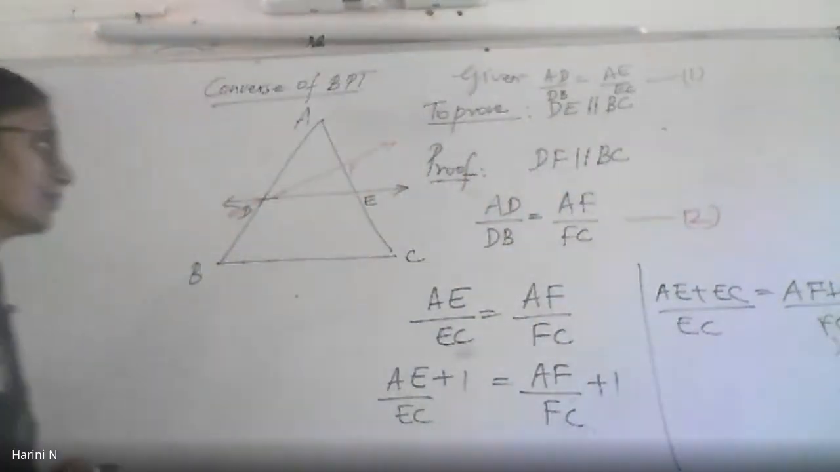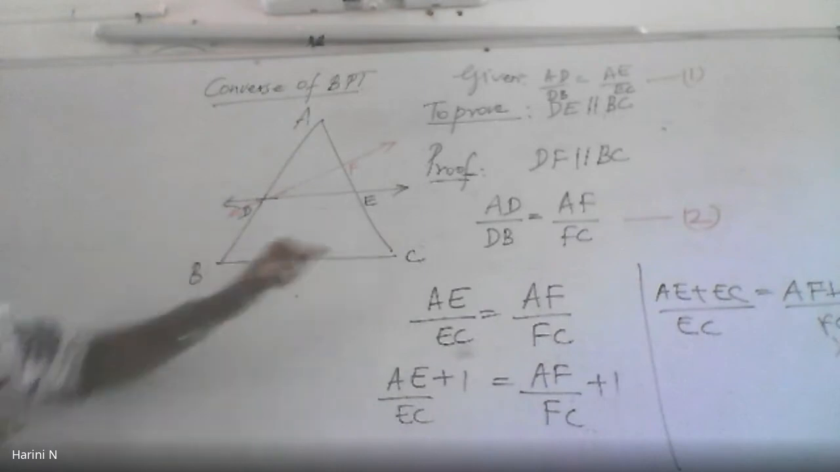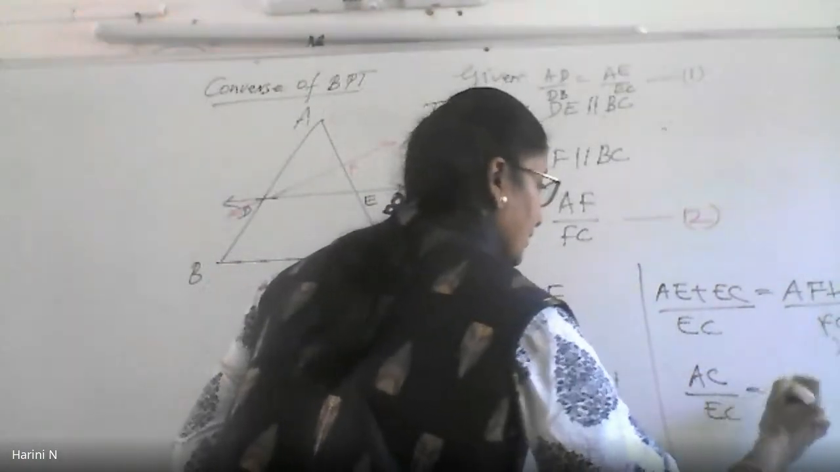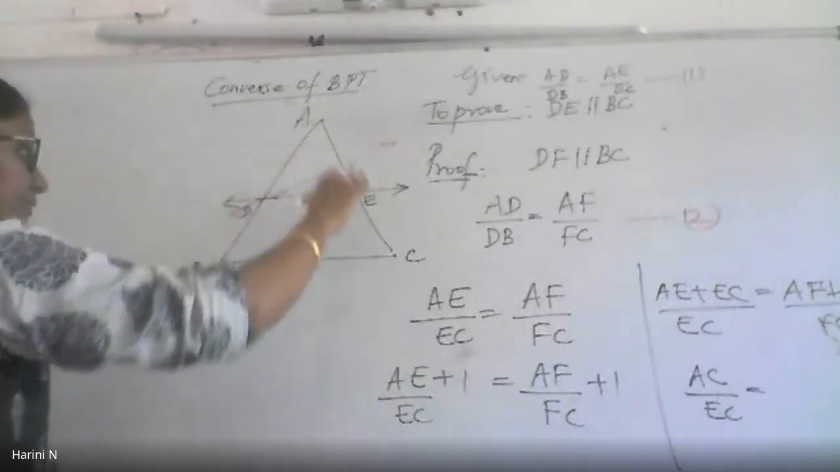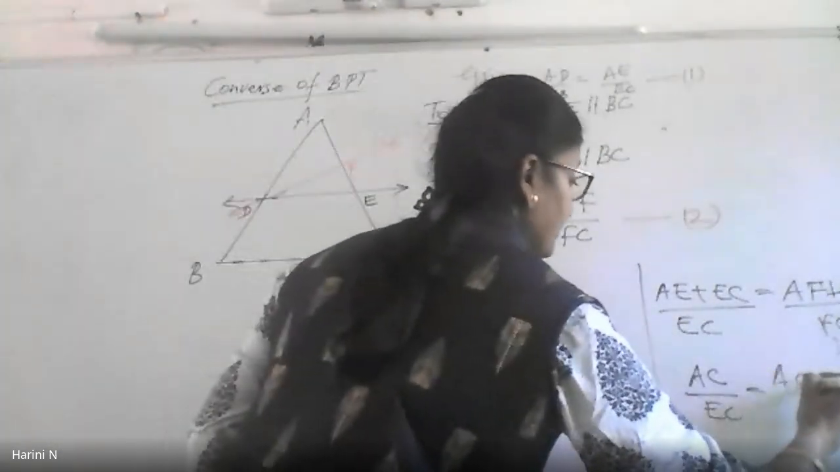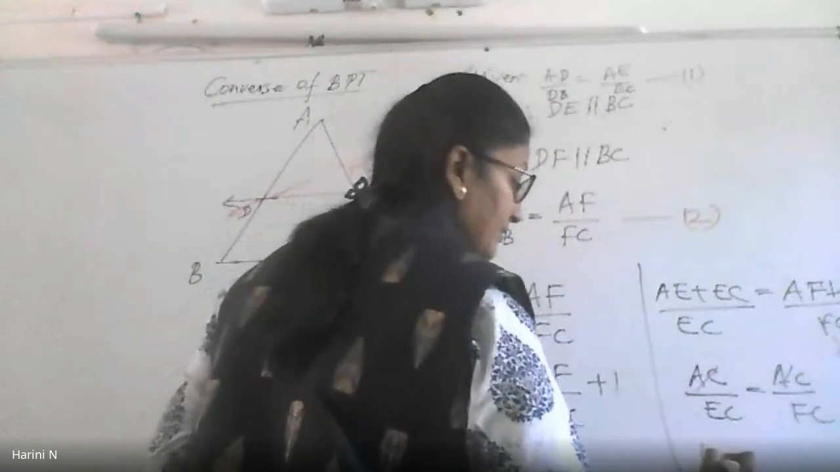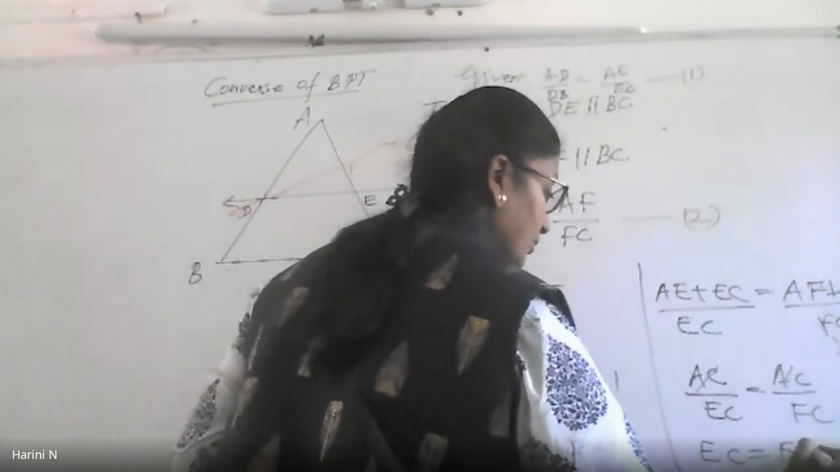So look at the diagram. What is AE plus EC? It has become AC. On the right hand side you have AF plus FC. Again, that is also equal to AC. So what does it mean? AC is the same. That means from here you are getting EC is equal to FC.